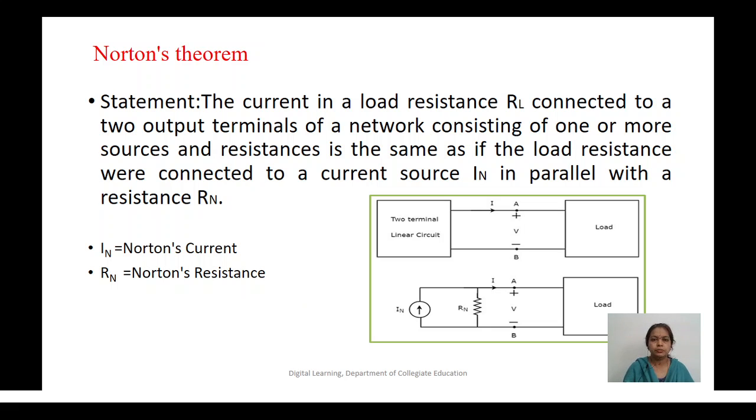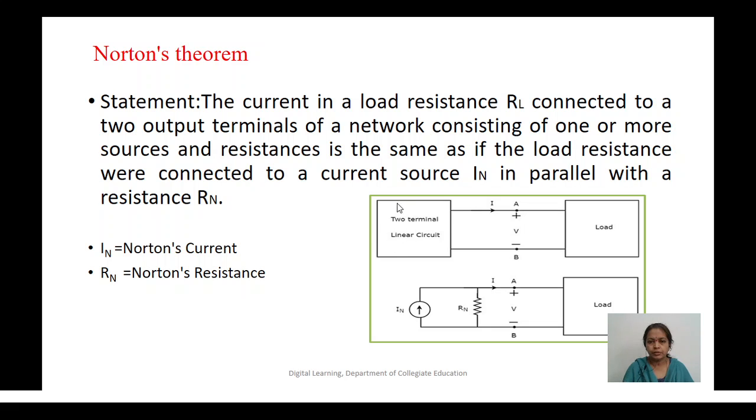Norton's theorem statement. The current in a load resistance RL connected to two output terminals of a network consisting of one or more sources and resistances is the same as if the load resistance were connected to a current source IN in parallel with a resistance RN.